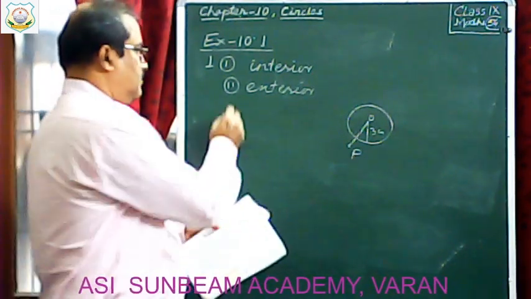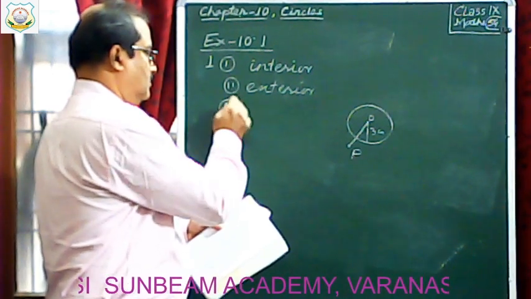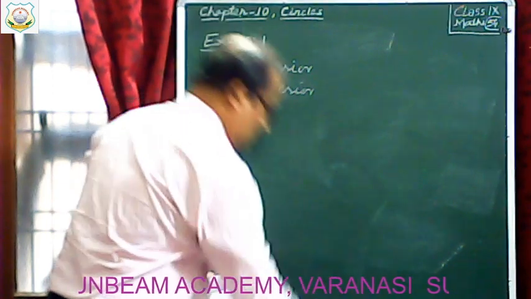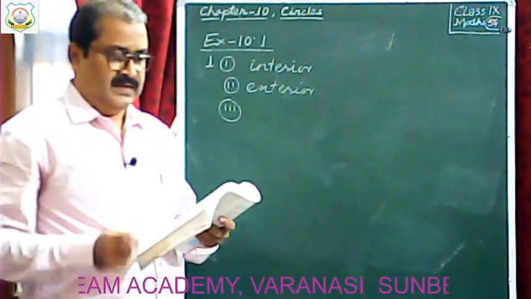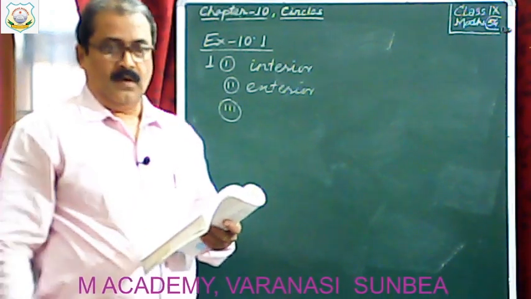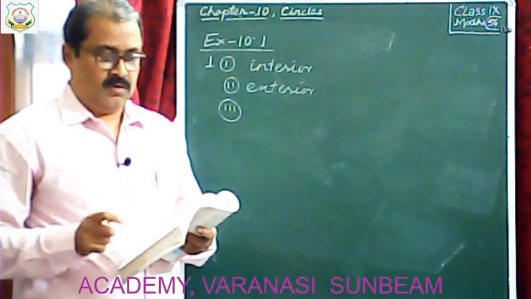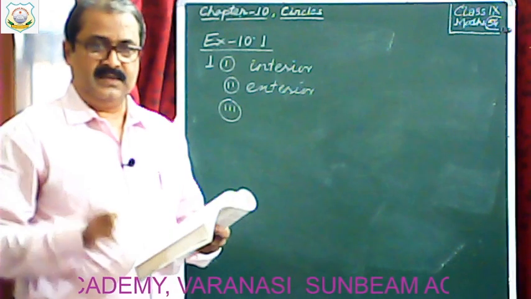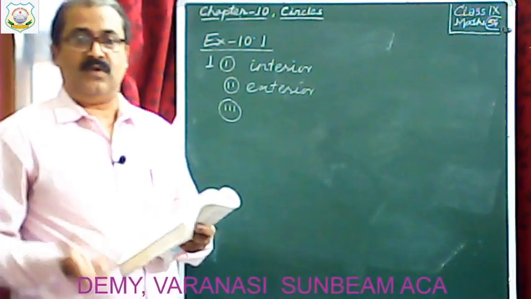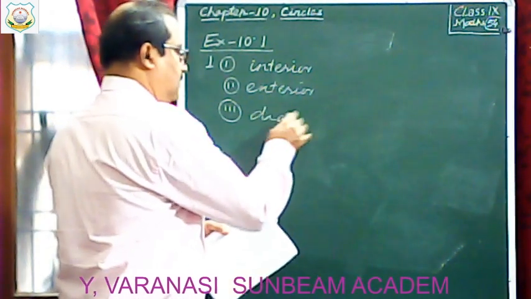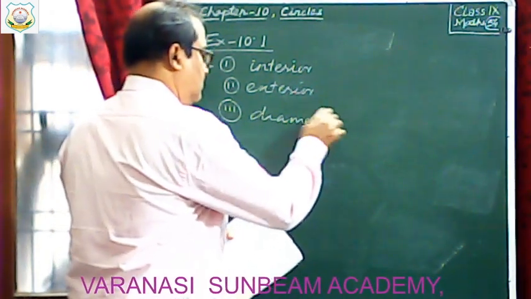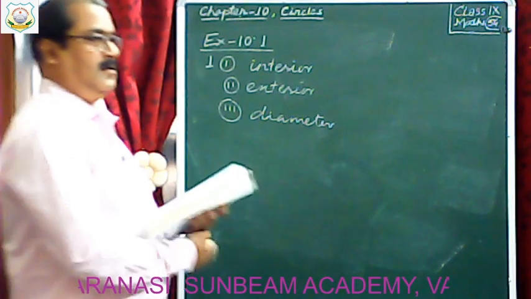Third, the longest chord of a circle is a dash of the circle. Longest chord is what? Diameter. Diameter.